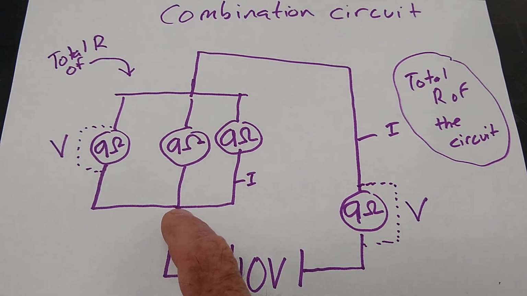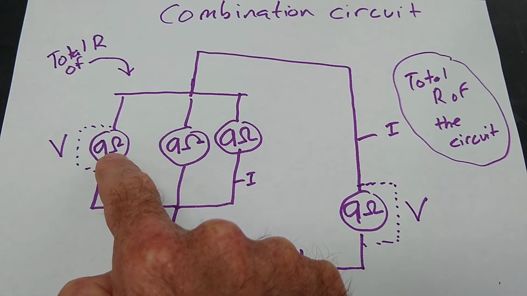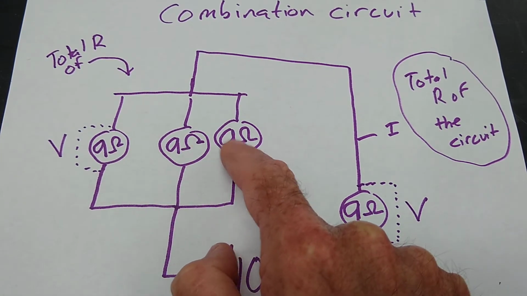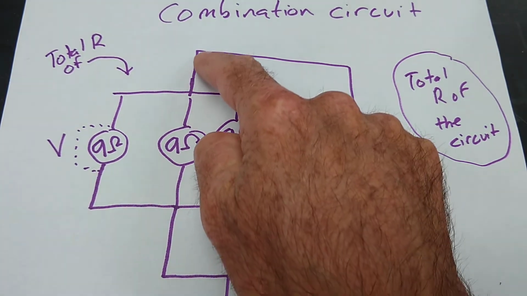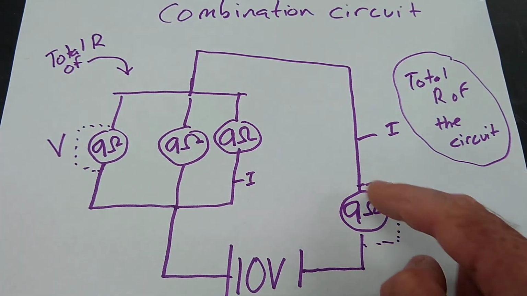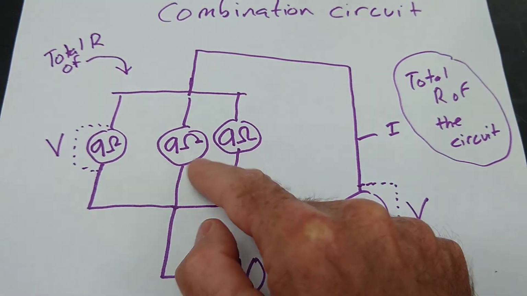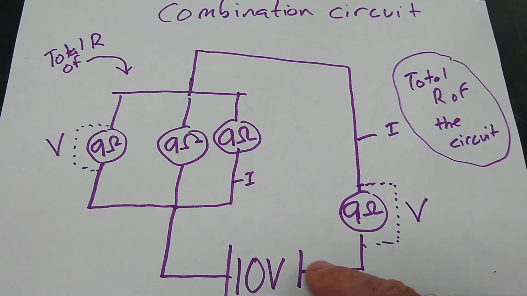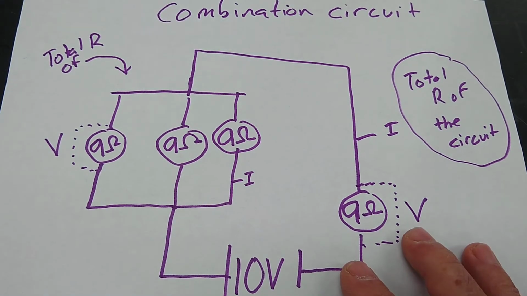In this combination circuit, there's a parallel circuit here with three 9-ohm resistors that are all in parallel. When you get out of the parallel circuit, there is another 9-ohm resistor that's in series with the parallel circuit. And then we come back here, and that's a complete circuit. And of course, it doesn't matter which way you go, all right?